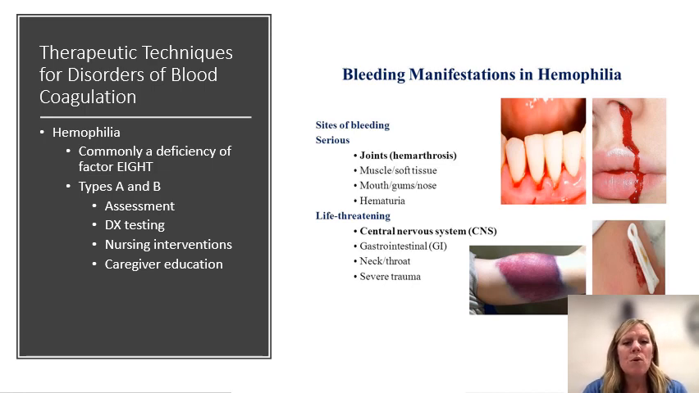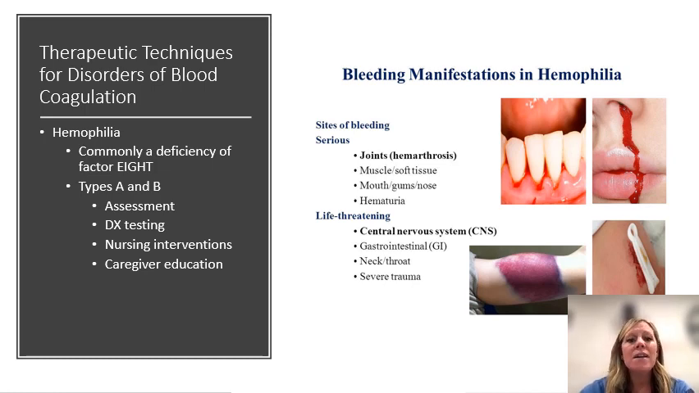Okay, so both hemophilia A and B are inherited as X-linked recessive traits, which really affects males. All right, females are carriers, but they don't have the disease. Okay, so it's inherited as an X-linked recessive trait, which affects the males.